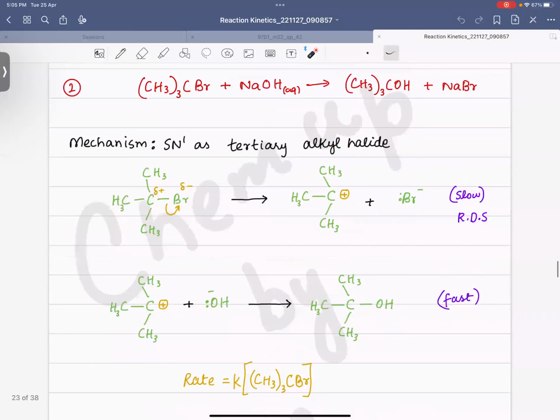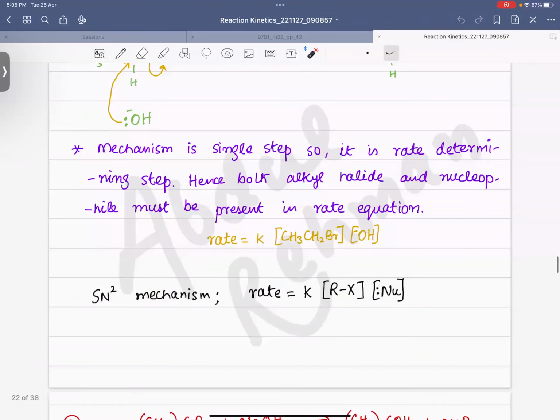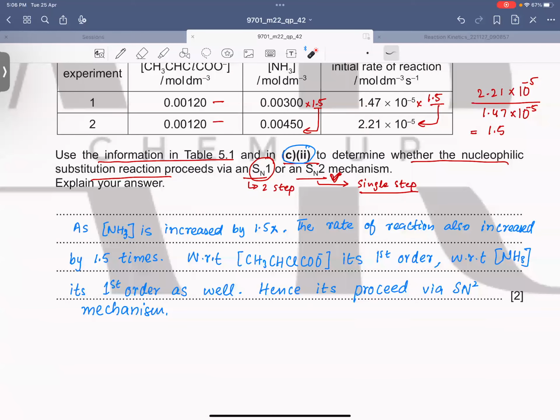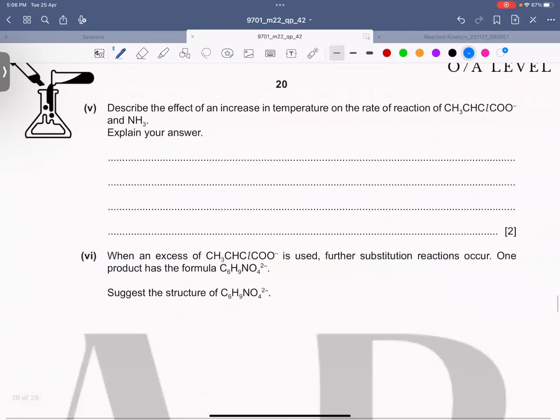So if we observed that output in our question, we would suggest that the reaction proceeds via SN1 mechanism. But here we actually got that the order with respect to halogenoalkane and the order with respect to nucleophile are both first. That's why we have suggested that it's an SN2 mechanism. Is this clear now? You can go over the notes as well. Now, next part.